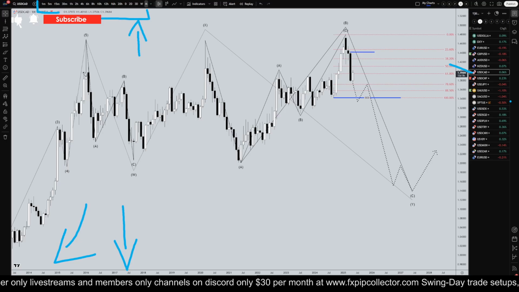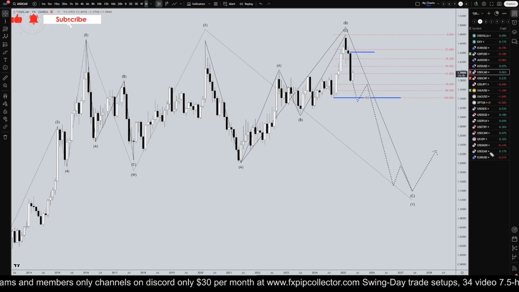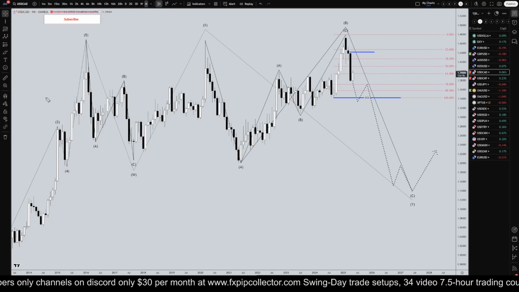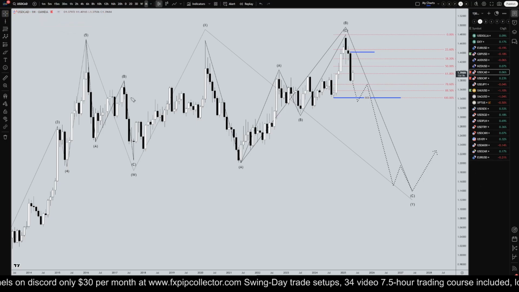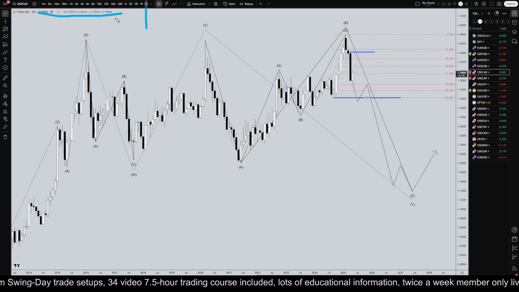So anyways, the US dollar CAD, I think on the monthly is making an extremely clear pattern, which is why, like my mentor used to say, when you find clarity, you need to apply that clarity to all time frames. The monthly time frame to me is extremely clear, so I apply that clarity to all the other time frames.